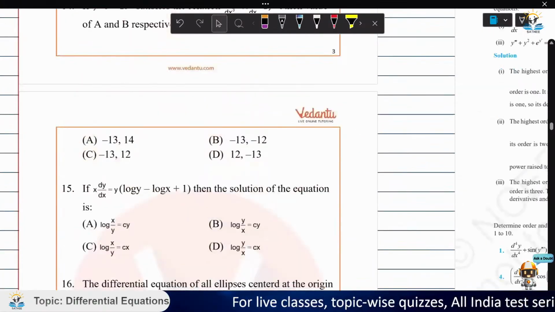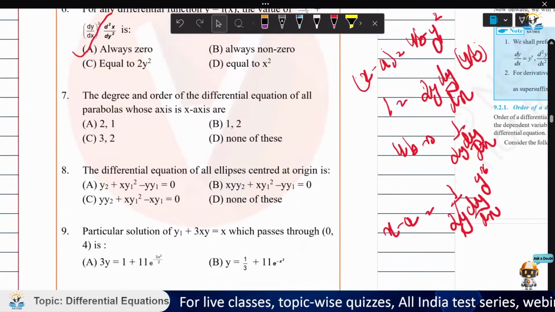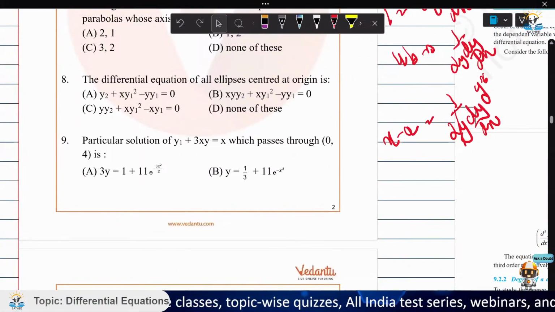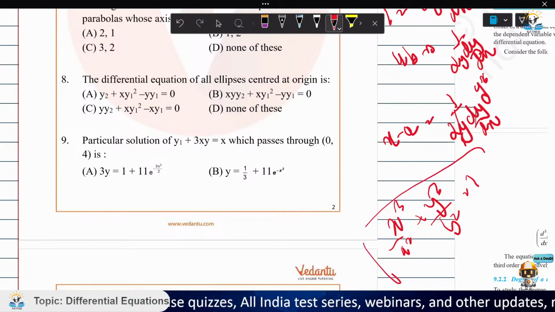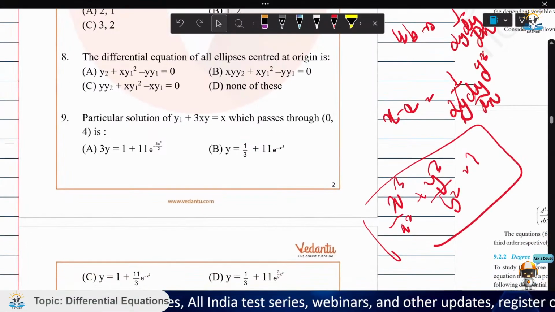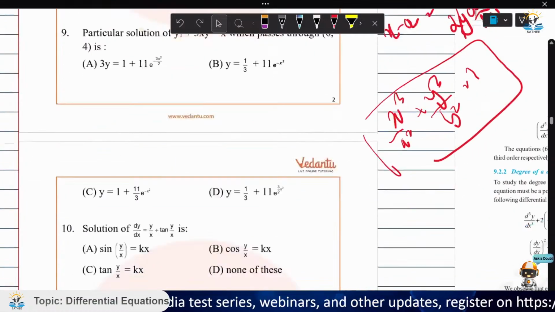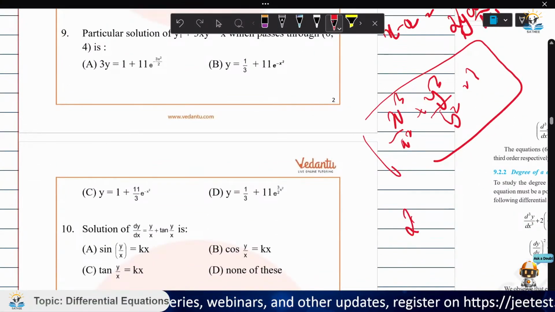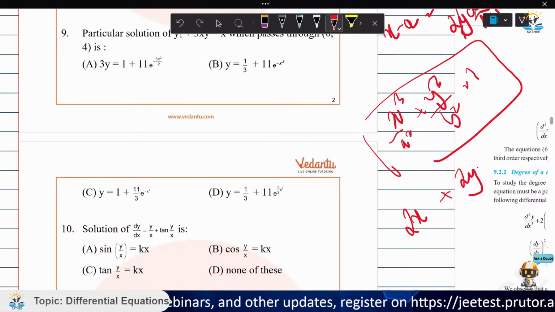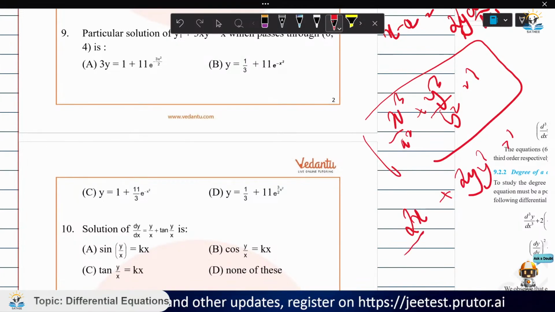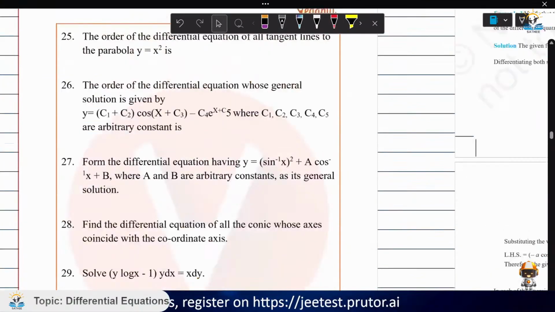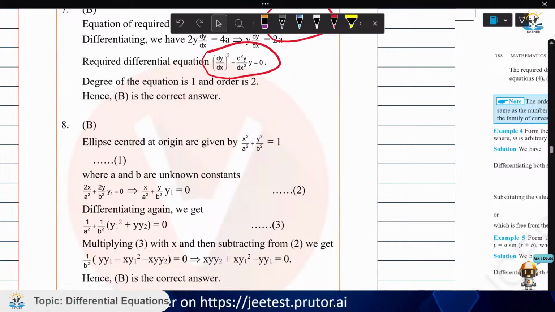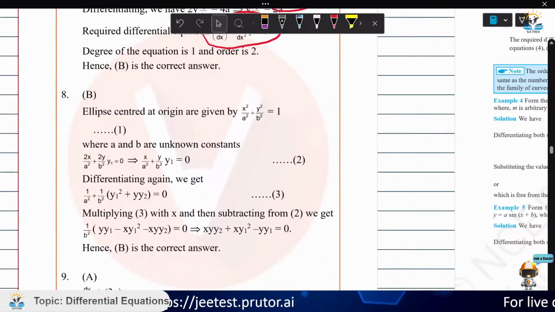Let's move to the eighth question. So the differential equation, okay, it is very easy. This is the equation of our ellipses that are centered at the origin. So let's differentiate it. Yes, this is what the equation looks like. We differentiate it. Differentiating again, okay.